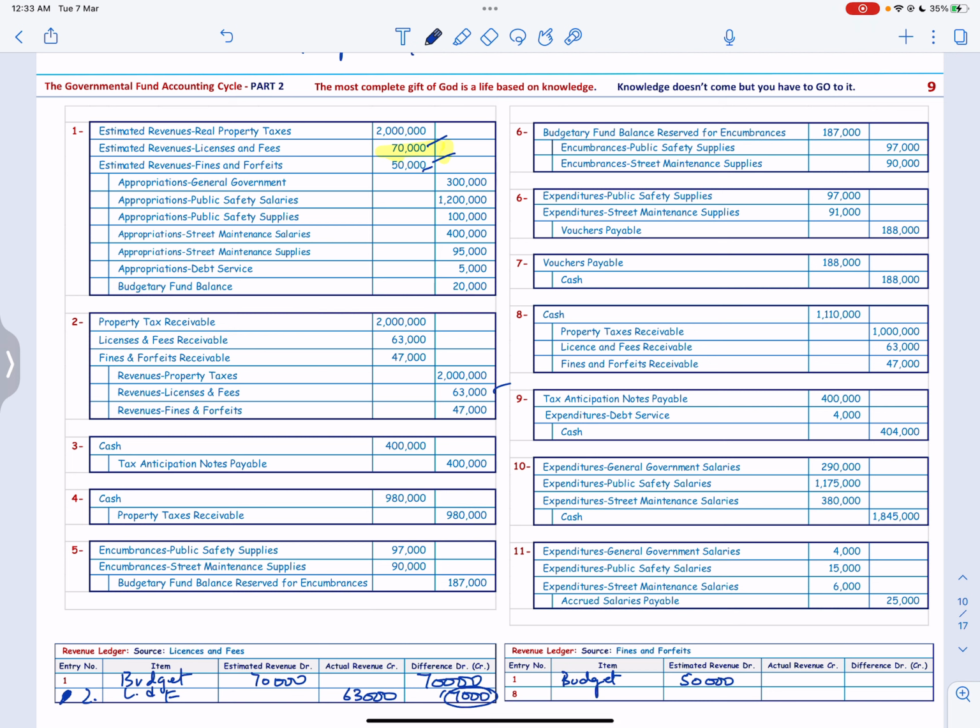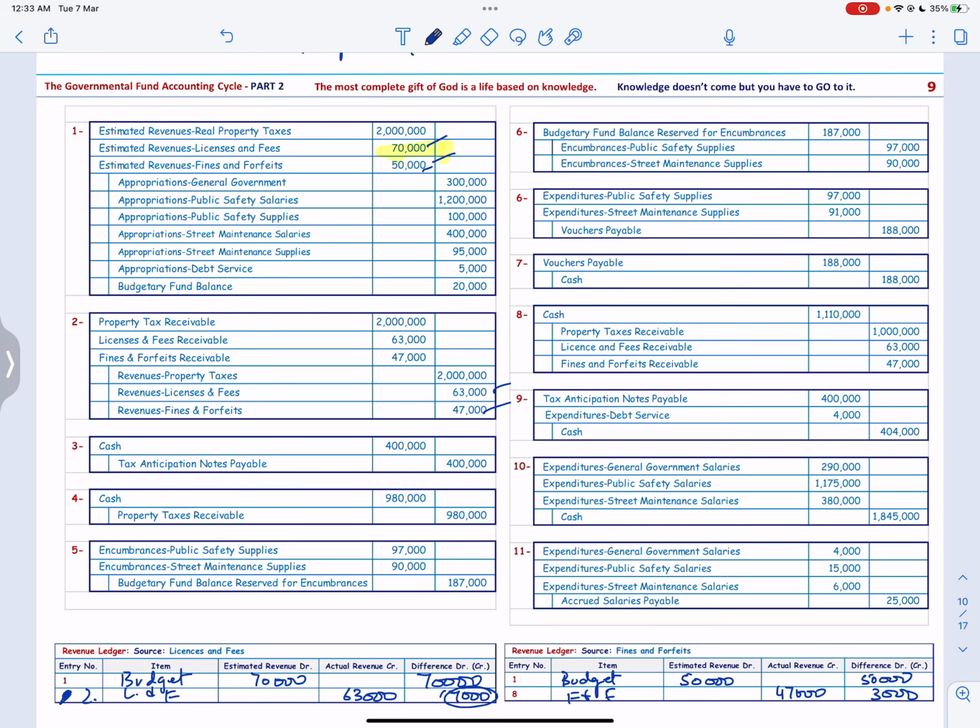50,000 and the balance is 50,000, and then we have a credit for the fines and forfeits for 47,000. So still we have to collect 3,000.